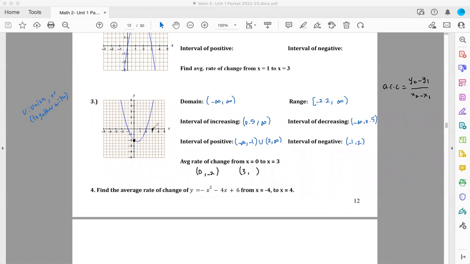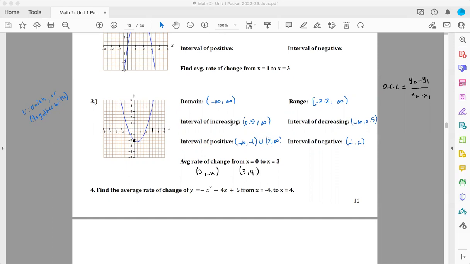And if x is 3, and if I go up on the graph, the y value for that, I believe, is 4, which is right here. So basically, the second ordered pair is 3, 4.